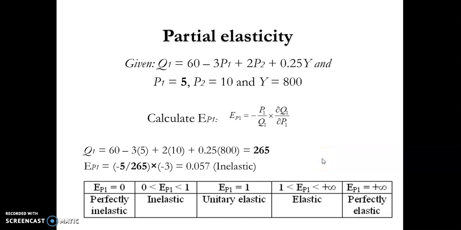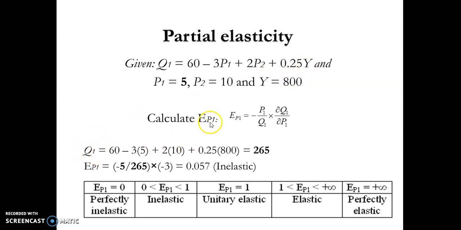So let's look at the first one over here, right? Here we have to calculate the own price elasticity of demand, and you're going to substitute the values for P1, P2, and Y into that function to determine what Q1 is going to be. So if you substitute P1 was 5, P2 was 10, and Y was 100, you can determine what Q1 is.